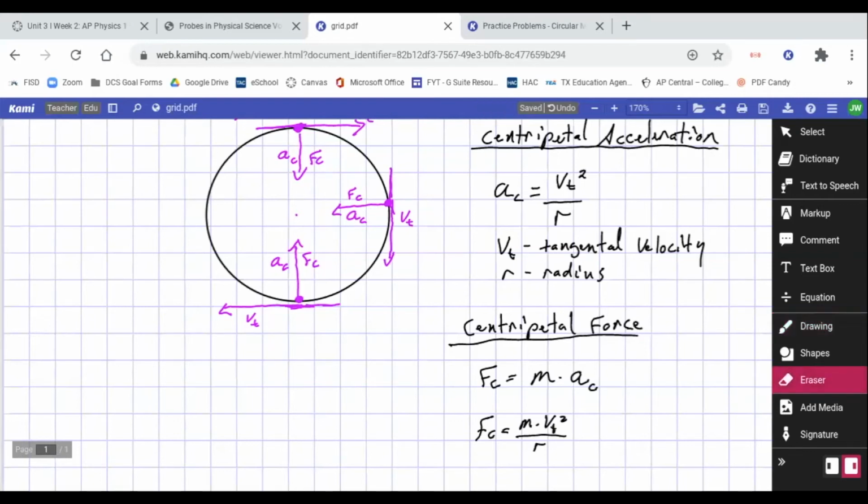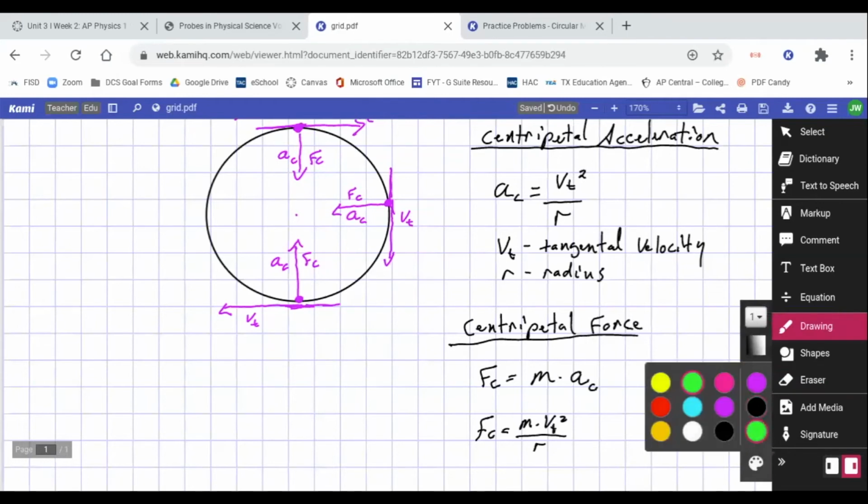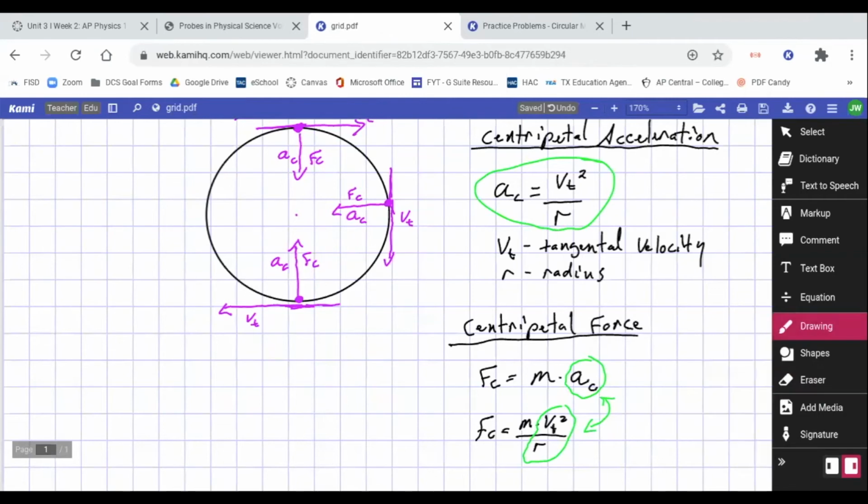Let me use a little bit lighter color and I'll just mark them. So this and this are just interchangeable, because up here I'm just showing that if you're given velocity, radius and mass, you could get your centripetal force.